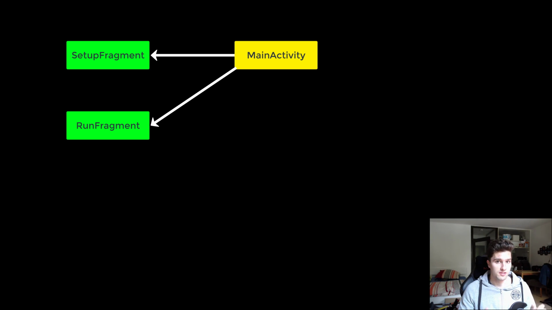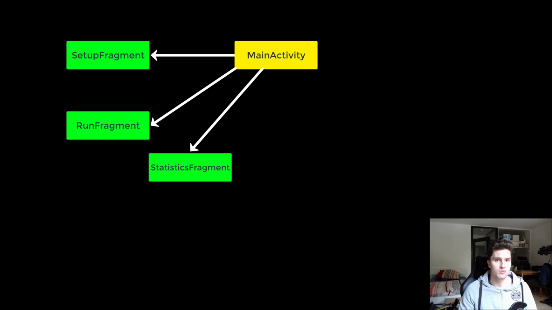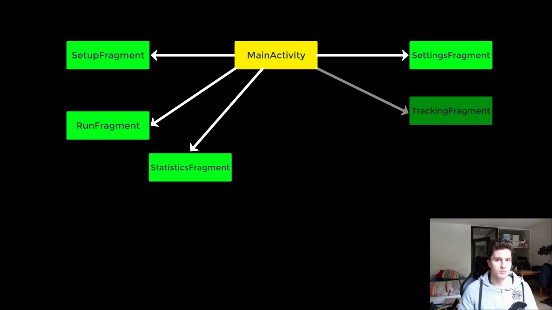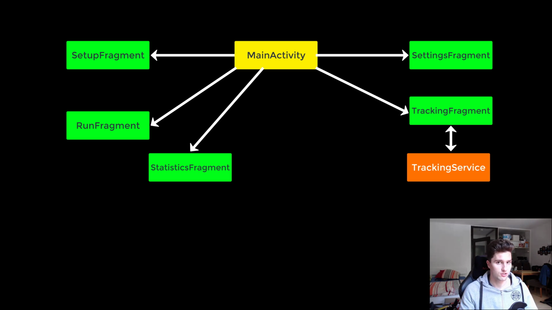Then we will have the statistics fragment, which I also showed you before, which contains our total statistics and that graph. We will have a settings fragment in which we can edit our username and our weight, and we will have our tracking fragment, which will be used to track our run. Then this tracking fragment will interact with the tracking service, which is the service that actually tracks our location.